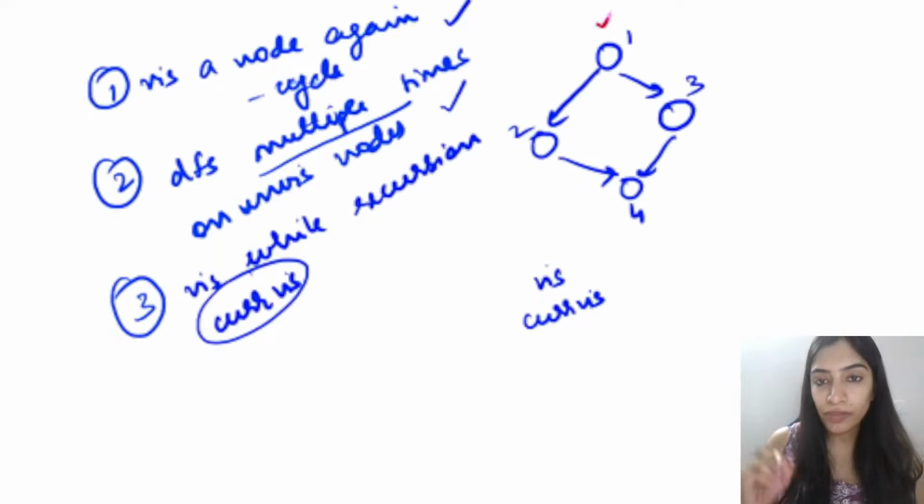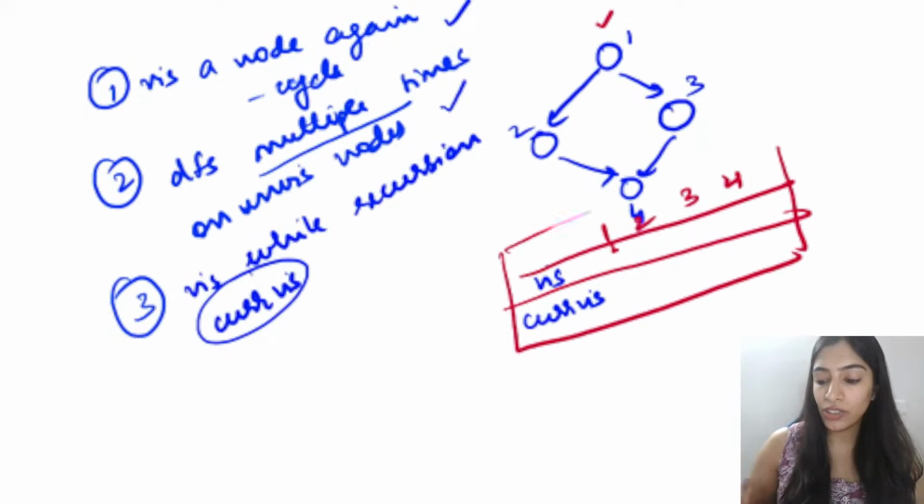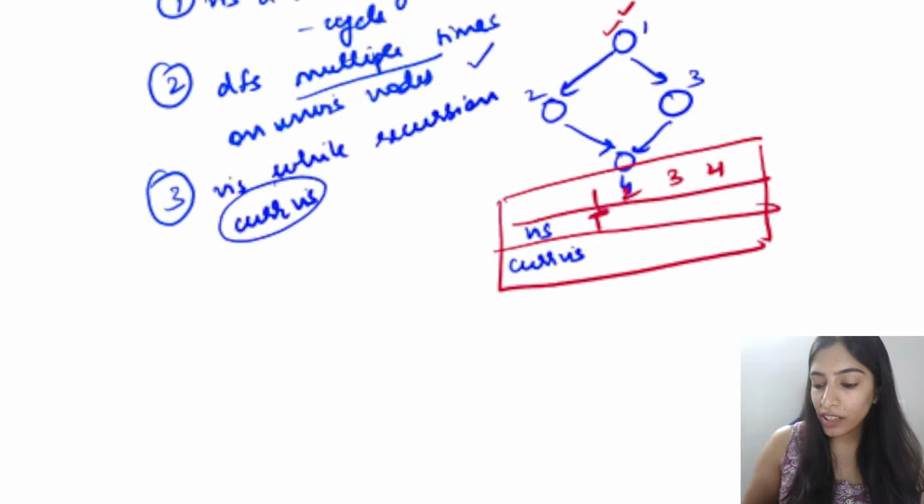So I start from one. There are four nodes: one, two, three, four. Let's mark them like this. This is how our structure is going to look. I start from one and visit it. It is also my currently visited one, so I mark this and I mark this also. Then I come to 2. 2 is visited, currently visited. Then I come to 4. Now 4 is visited, currently visited.